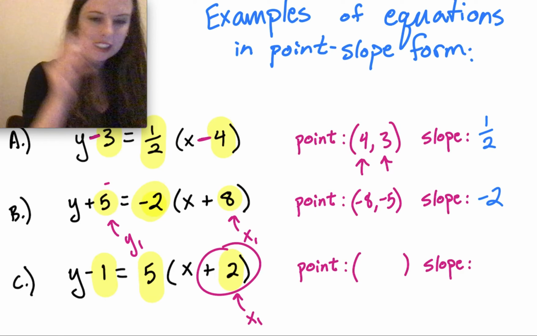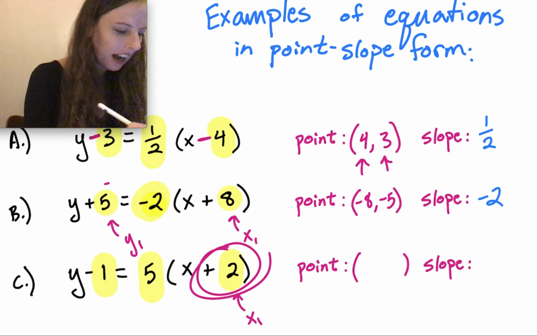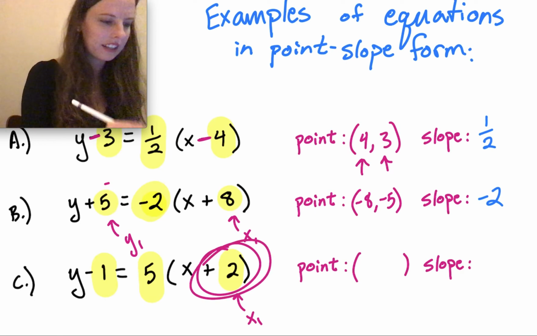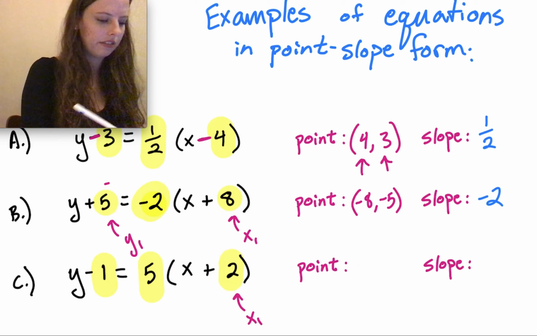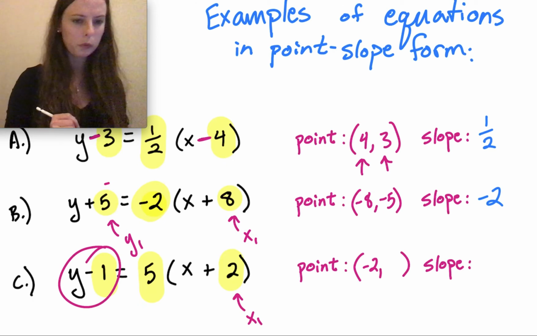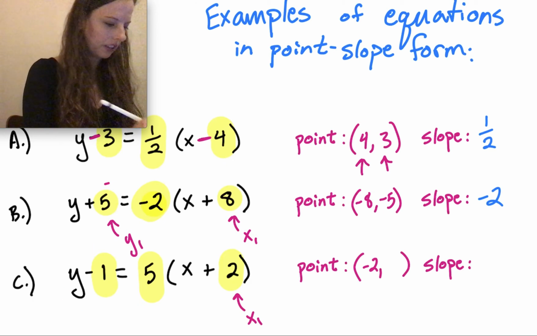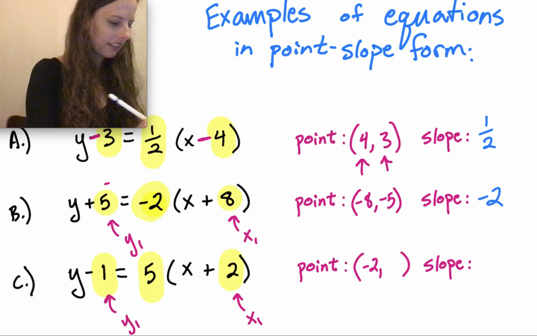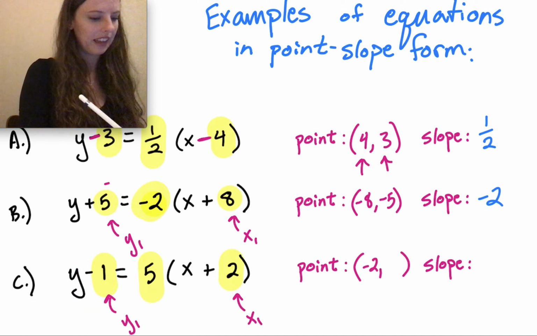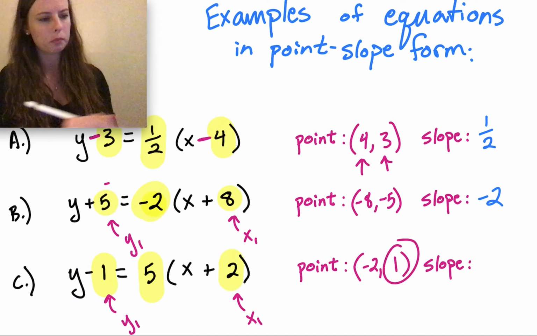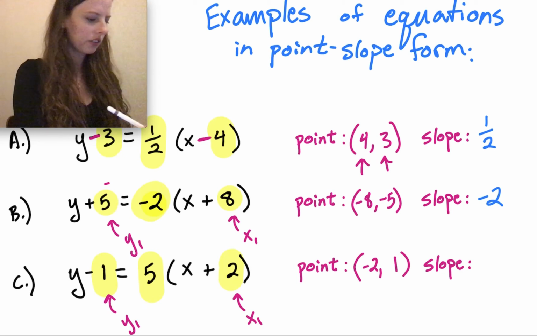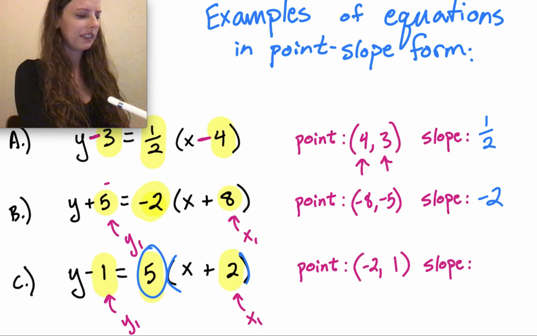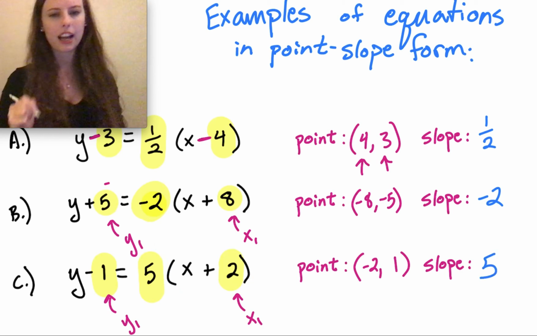Well, we know that it changes sign. So if it's positive in the equation, then it's going to be negative in the point. Same thing with the minus 1 here. So that's our y value. And if it's negative in the equation, that means it'll be positive in the point. And last, we have our slope, which is in front of those parentheses. So our slope is 5.